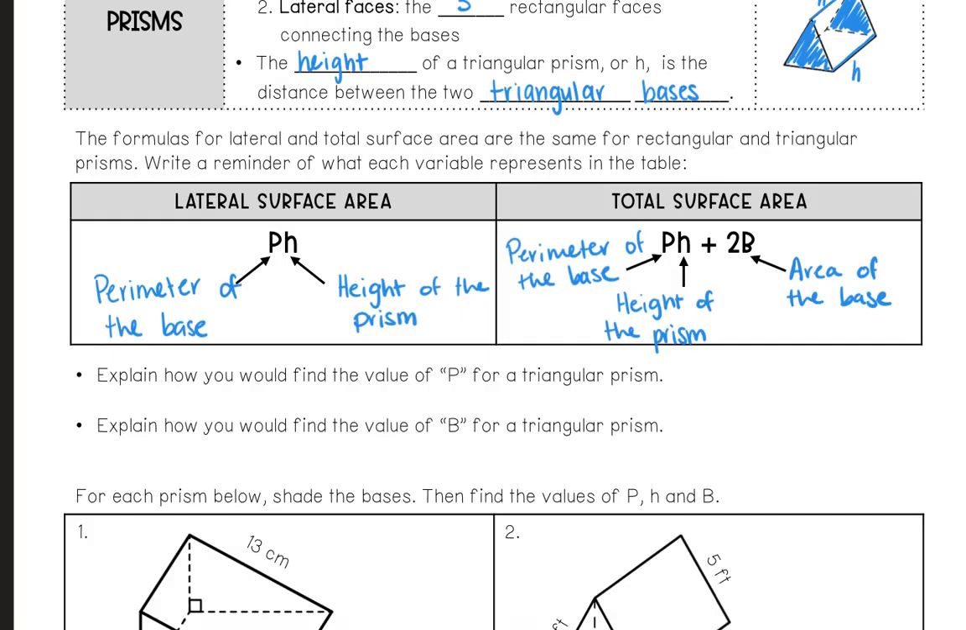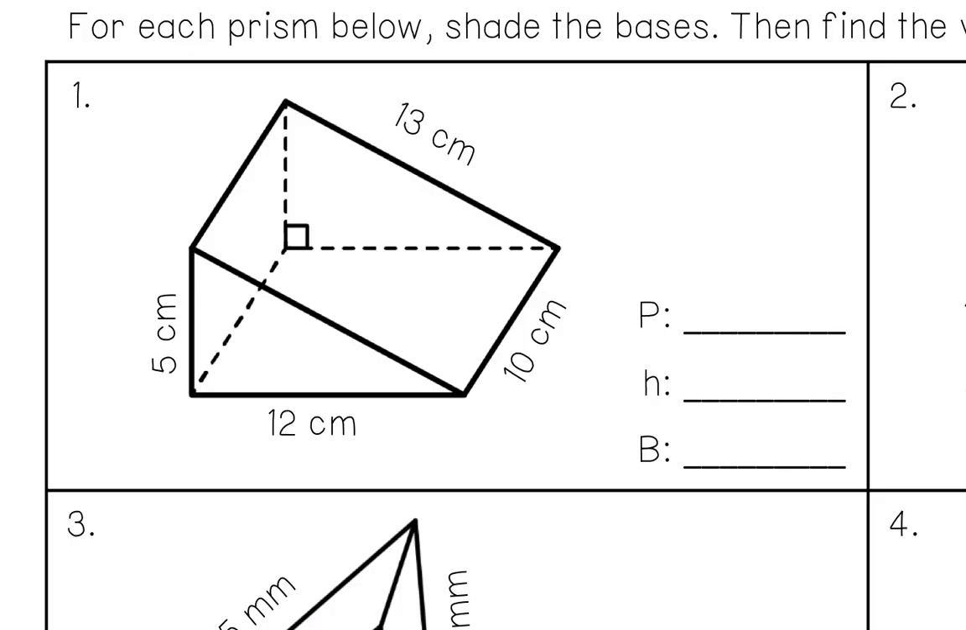So since we're still working with prisms, we use the same formulas. So our lateral surface area is going to be capital P times H, capital P being the perimeter of the base and H being the height of your prism. Your total surface area, you do the exact same thing, perimeter of the base times the height of the prism, plus 2 times area of the base, because you have two bases and you're finding the surface area of those two bases.